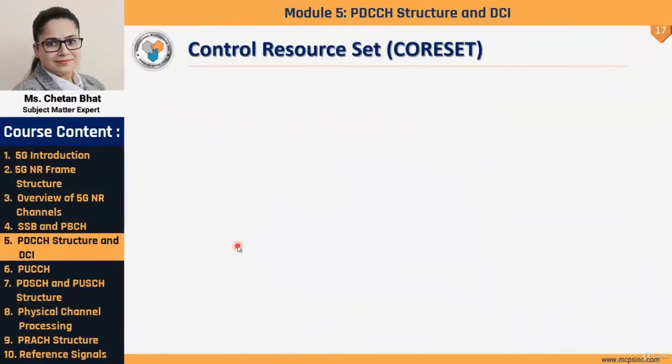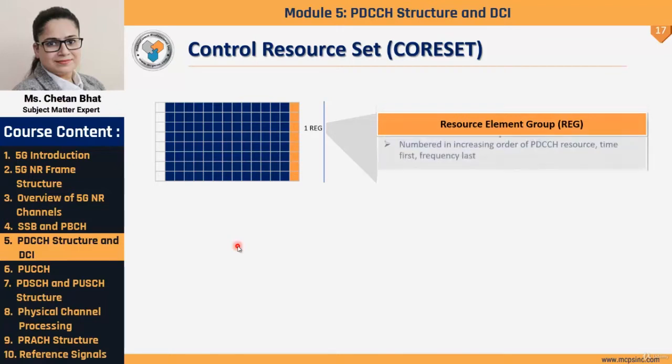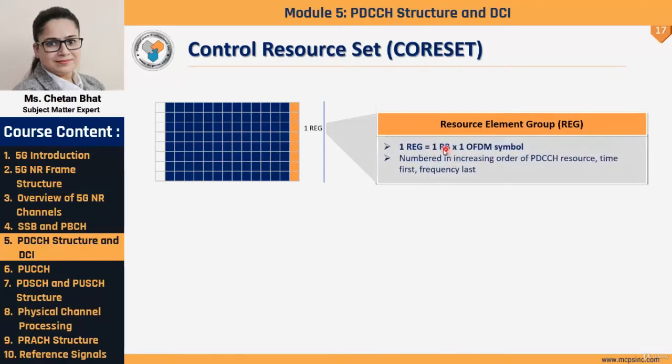So next comes the concept of control resource set. We already know the concept of REG. REG is nothing but a group of resource elements. This is the same concept that we had in 4G. In 4G, one REG is a combination of how many resource elements? It is 4, right? So here again we have a concept of one resource element group, which is one RB into one OFDM symbol.